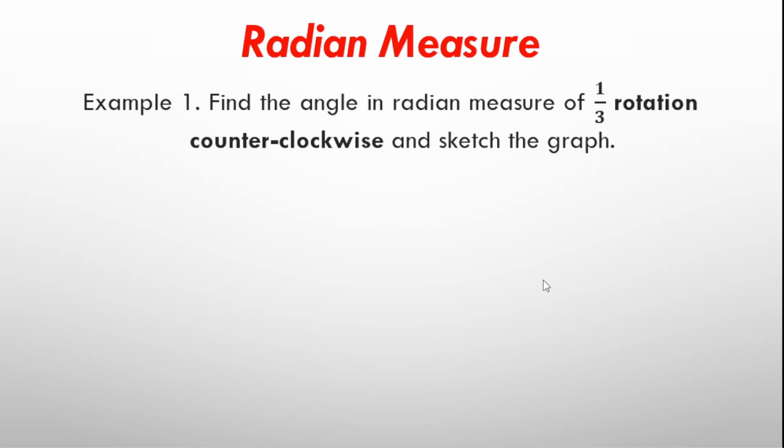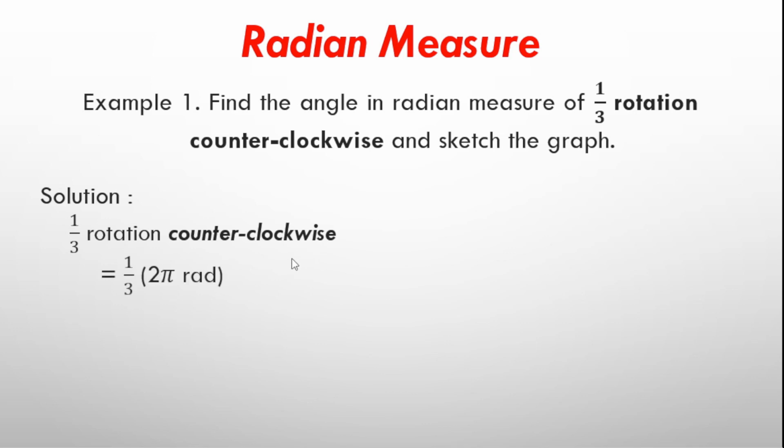Example number 1. Find the angle in radian measure of 1/3 rotation counterclockwise and sketch the graph. First thing that we need to do is get the 1/3 rotation counterclockwise. And take note that 1 full rotation counterclockwise is equivalent to 2 pi radians. So we are going to multiply 2 pi radians to our fraction 1/3. So it makes 1 times 2 pi divided by 3 radians. It is equal to 2 pi over 3 radians.